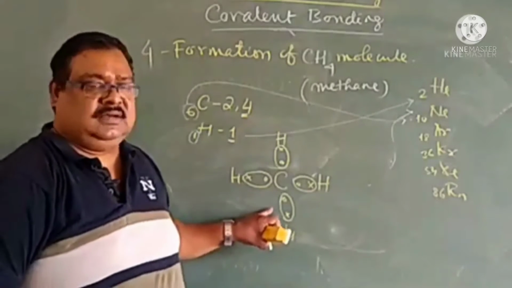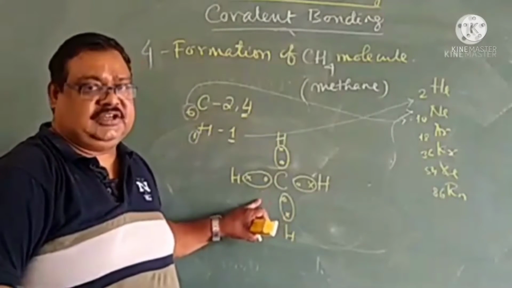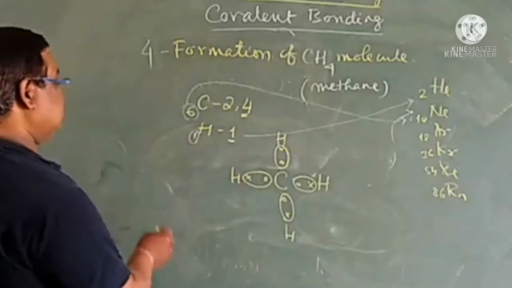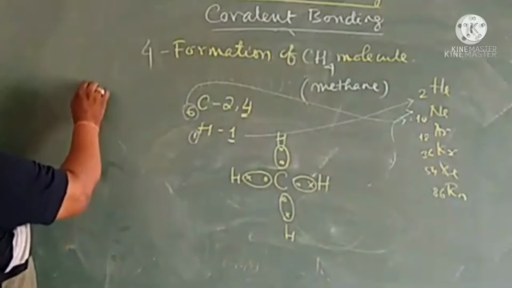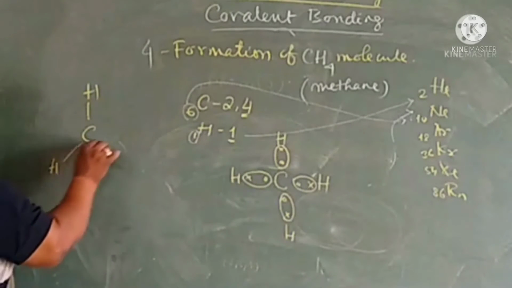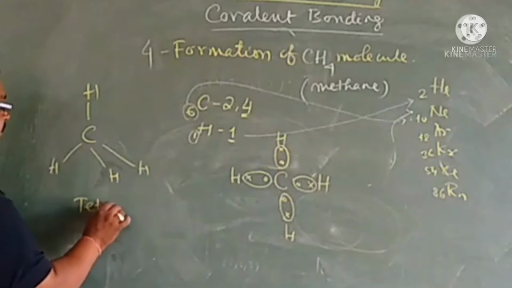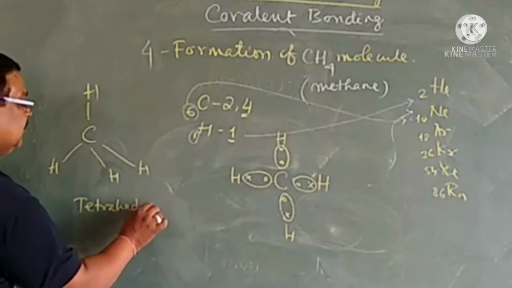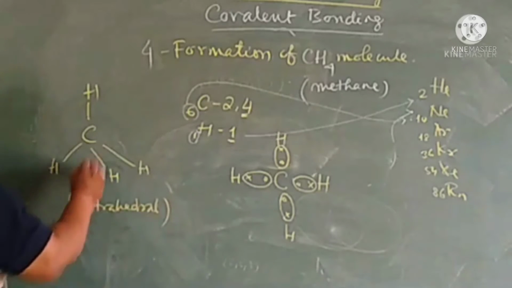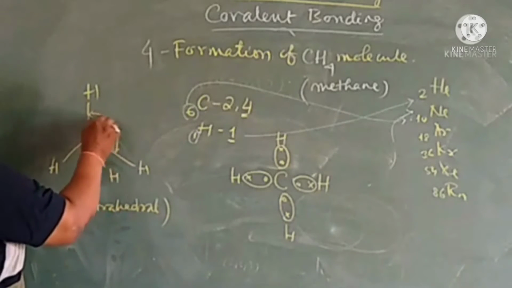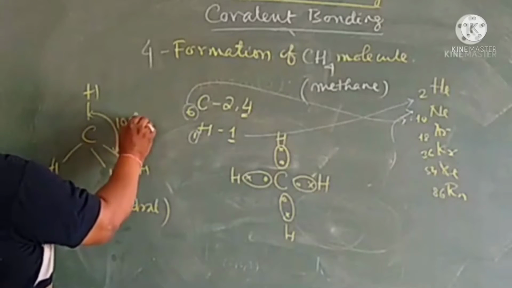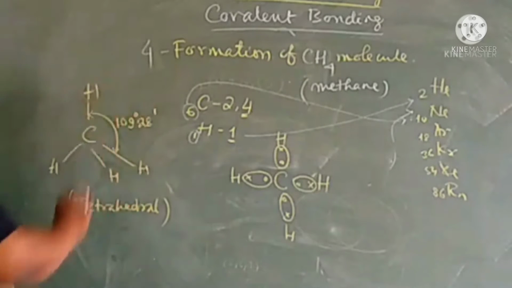Of course, this is not the structure of methane. The actual structure of methane looks somewhat like this. This is called tetrahedral structure, tetrahedral, with bond angle 109 degree 28 minute.